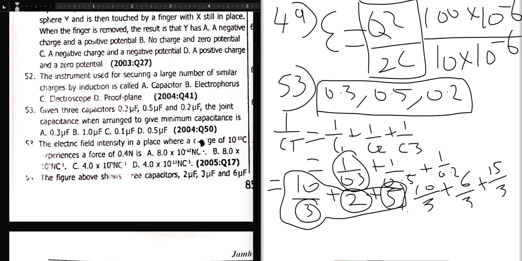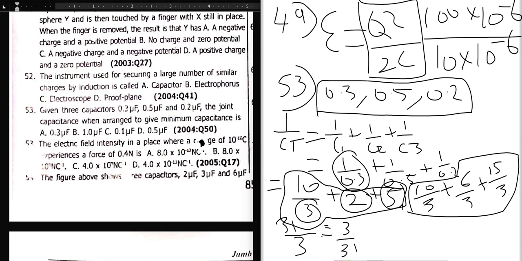So let's go. Since we've gotten this in this form, we can now substitute straight. So we can now say 3 over 10 plus 6 plus 15, which will give you 31. So your answer now will be 3 over 31. 3 over 31 is your answer.